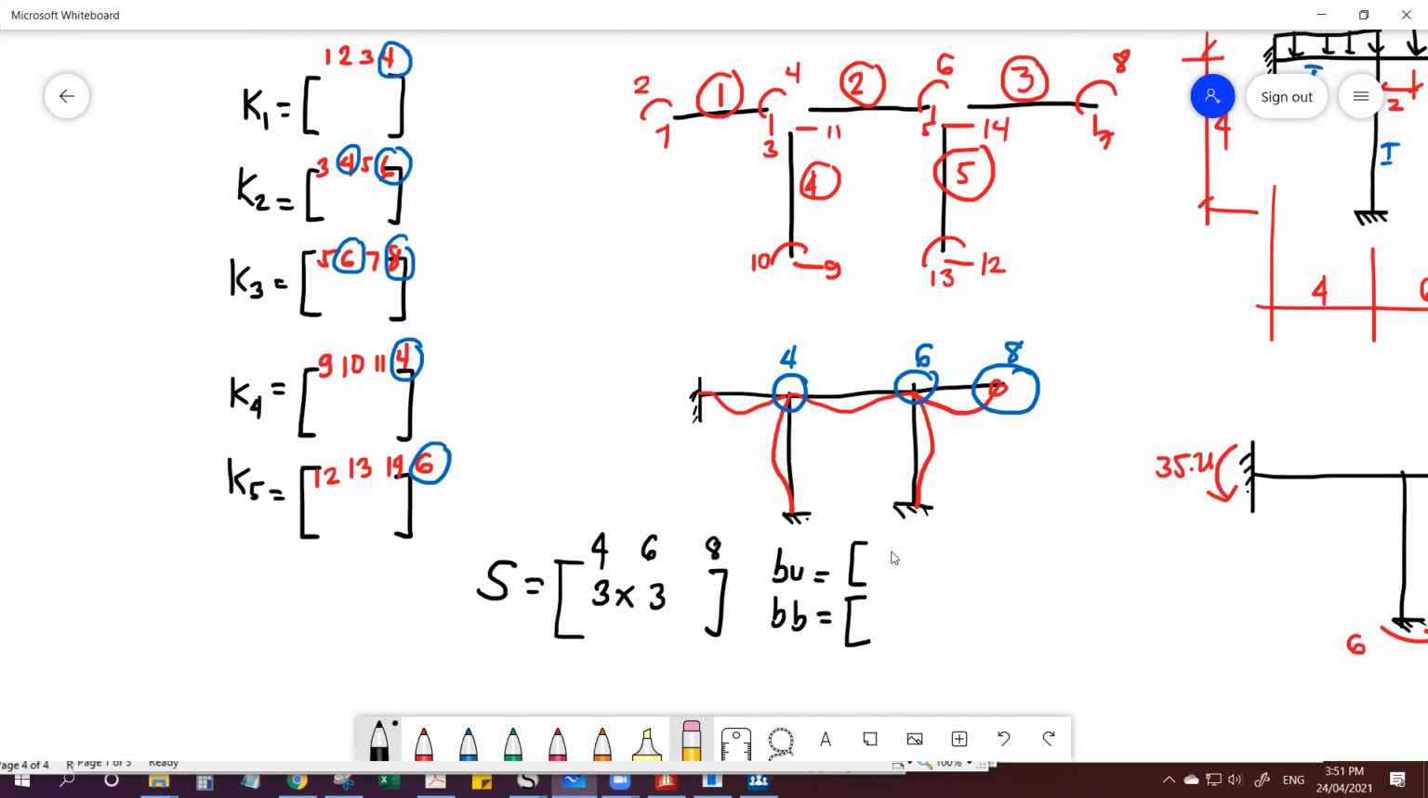So let's see. Member one, fourth element. Member two, second and fourth. Member three, second and fourth. Member four, fourth element here. And last, member five, fourth element again.